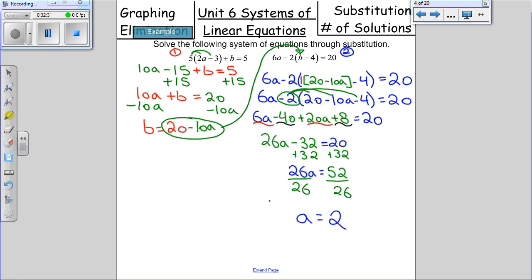Getting a equals 2 is fantastic. What do I do with that information? Perfect, yes. I take my answer, a equals 2, and I substitute it back into the first equation.